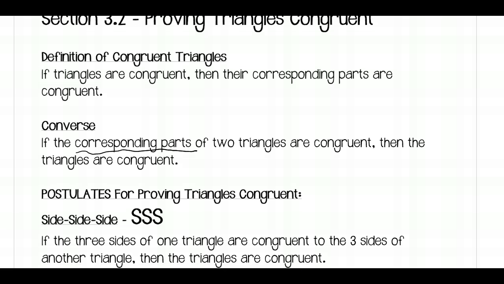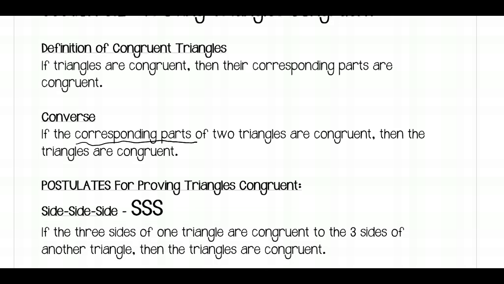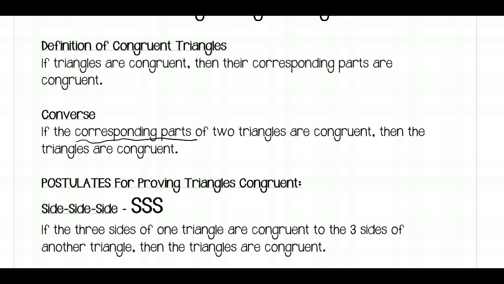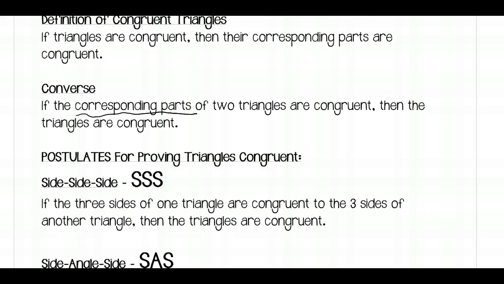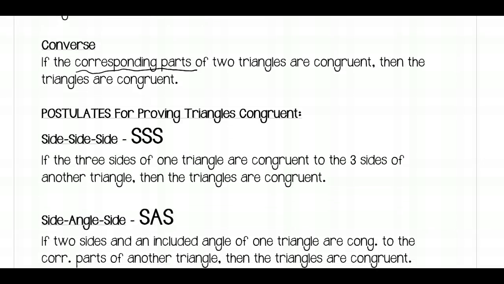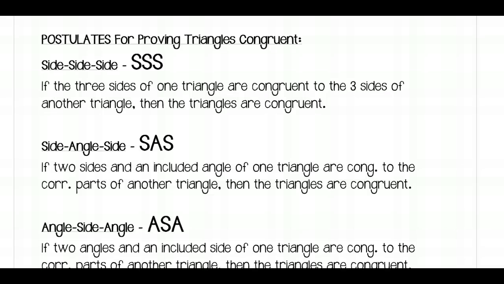So fortunately, that's not the case. Fortunately, we only need 3 pieces of information. So basically, the 3 pieces of information are going to guarantee that our triangles are congruent. So let's take a look at the first postulate for proving triangles congruent, side, side, side. When you use this in proofs, you'll just write SSS, and then you're going to put some numbers in parentheses, but we'll talk about that later.